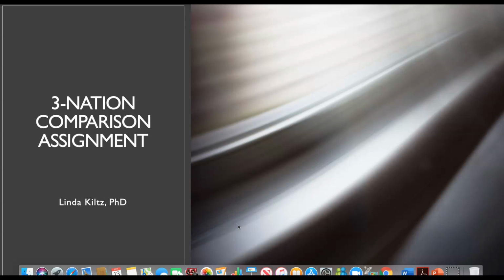So the major assignment that is actually due in lesson three, which is not due until October 6th, is this three nation comparison assignment. So what you're learning in lesson one and lesson two will build to and be a foundation for this major lesson three assignment coming up.